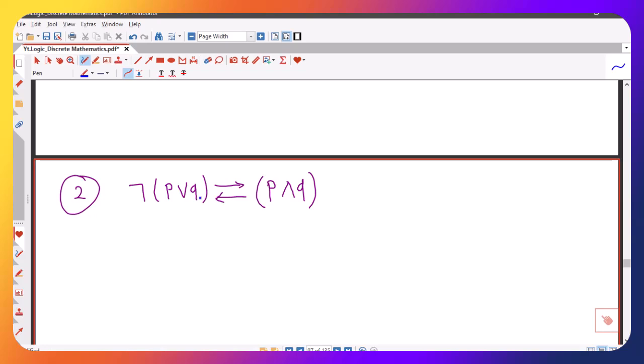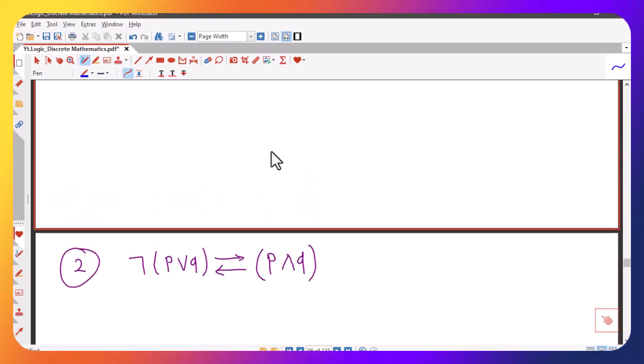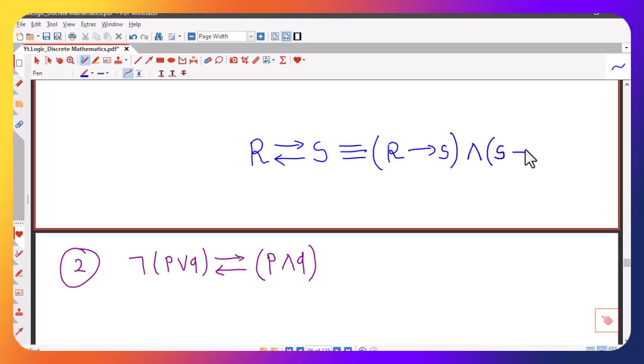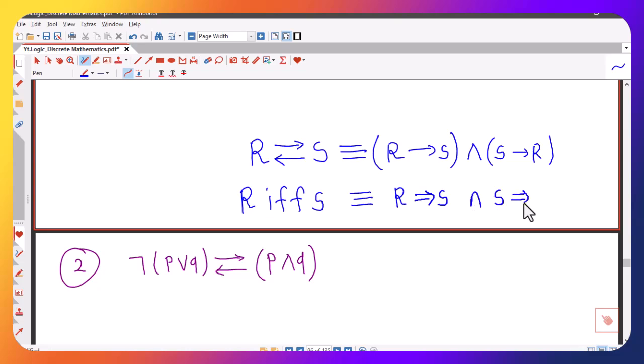Here we have negation P or Q if and only if, that is, the biconditional statement, P and Q. Here also we recall that the double implication R if and only if S is logically equivalent to R implies S and S implies R. What is the meaning of this? R if and only if S is true if R implies S and S implies R. So we can remember it in this way.